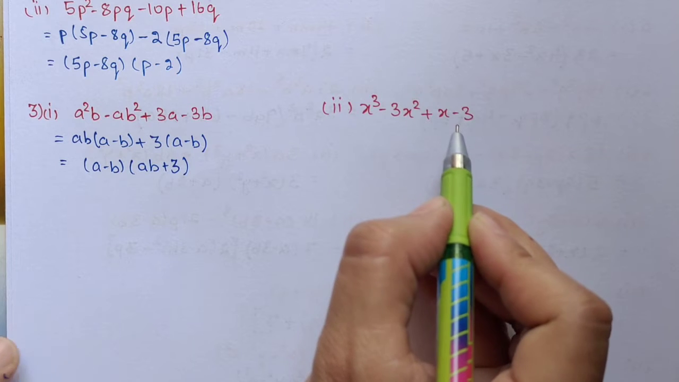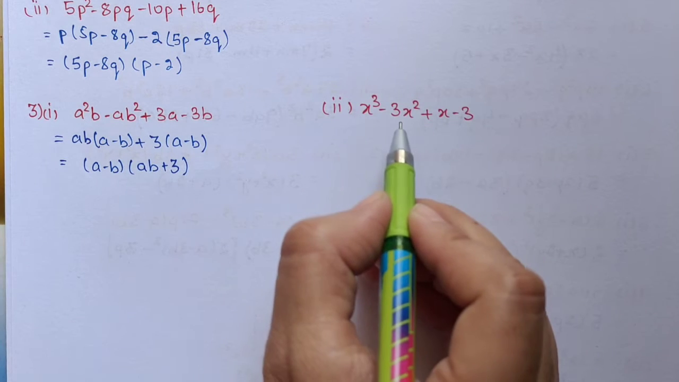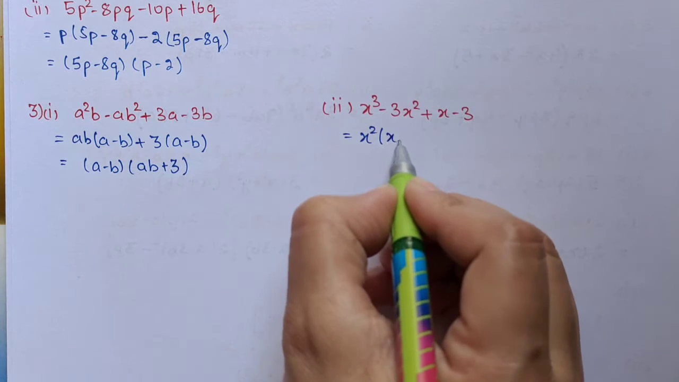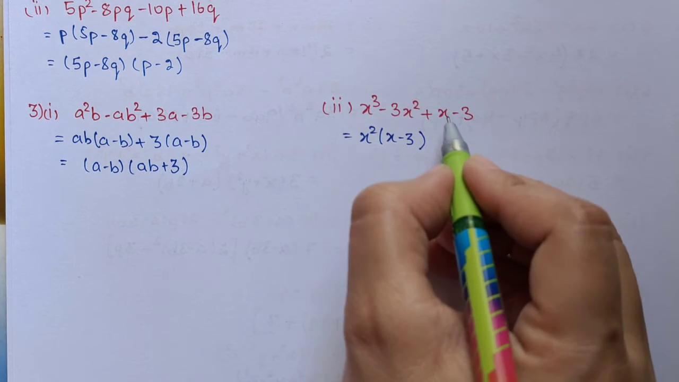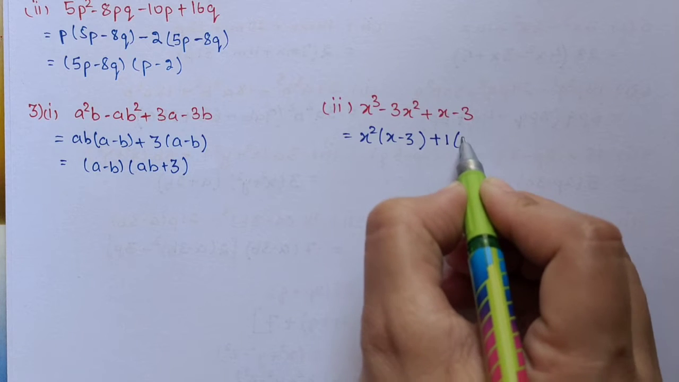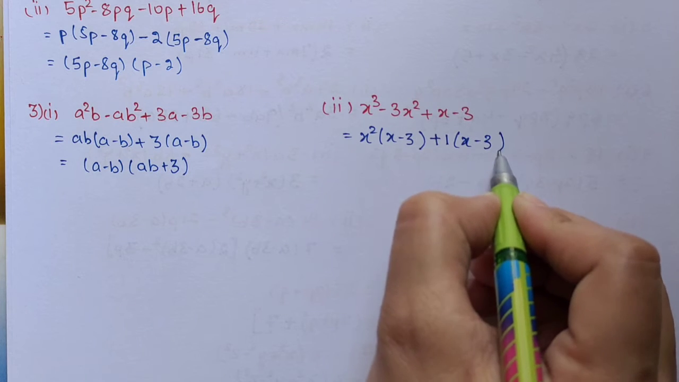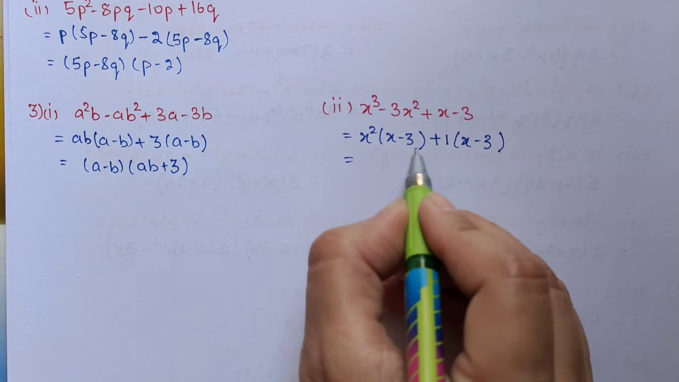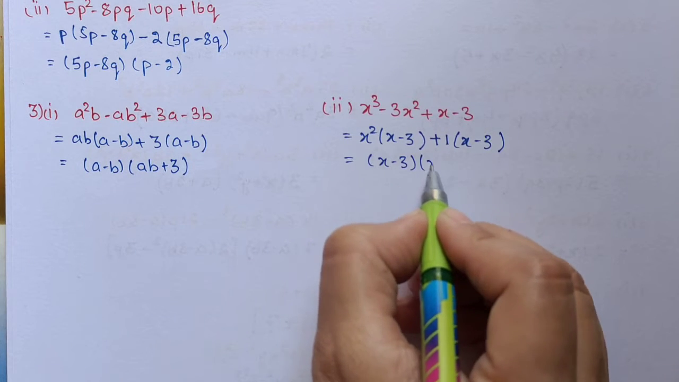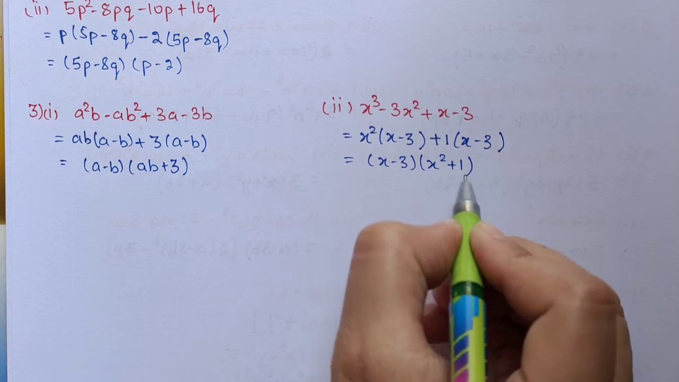In the same way we can do the second part also. From the first two we can take out x square as common, then inside the bracket x minus 3. From the last two nothing is common, which means we will write 1 as common, and x minus 3 inside the bracket. Now this x minus 3 we will take out common and the other bracket will be x square plus 1.